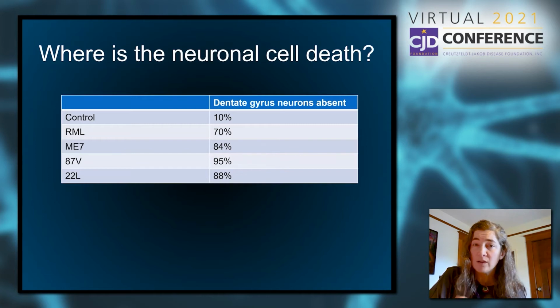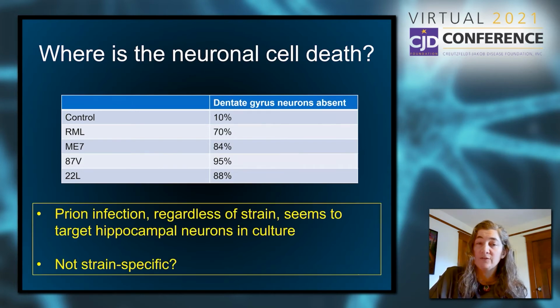And in fact, if we quantify it, we can see that while maybe 10% of our control slices don't have any hippocampus left, the infected samples have a great deal of dentate gyrus loss. Now, that suggests that prion infection, actually regardless of strain, seems to target the hippocampal neurons in culture. But that also tells us it's not necessarily specific. It's not telling us why one strain would cause a particular phenotype.